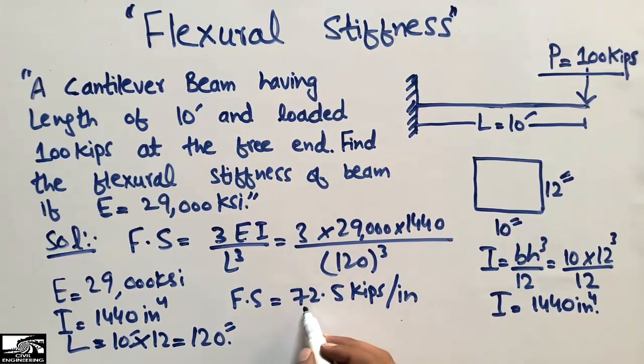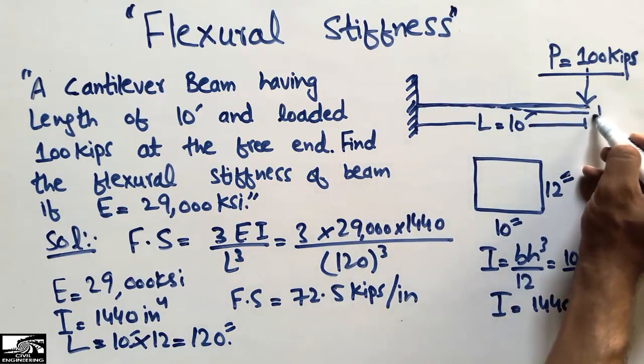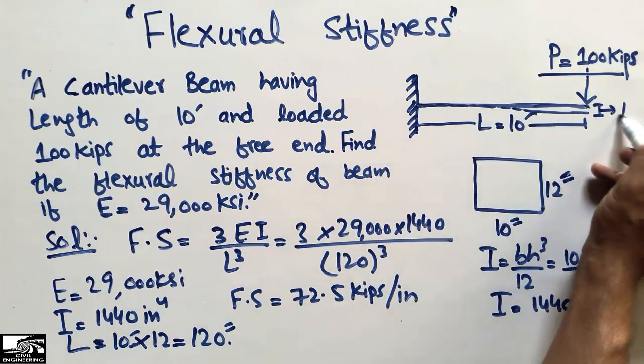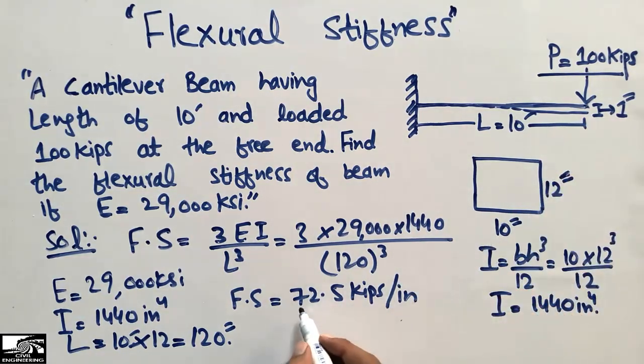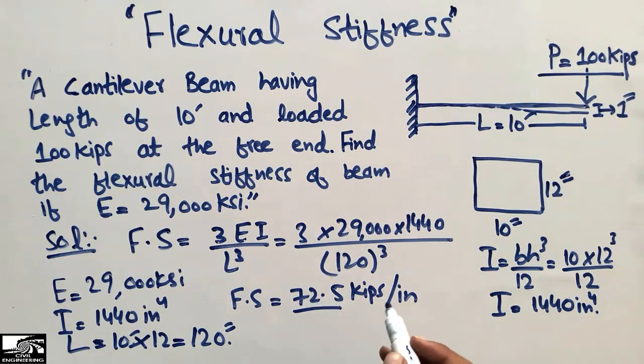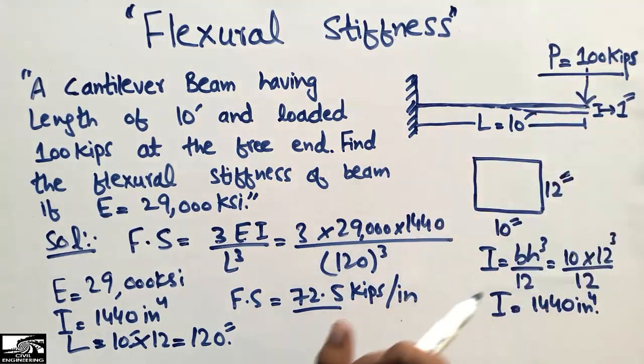It means that the 72.5 kilo-pound force is required to produce a unit displacement in this beam. To find a unit displacement, like it changes of unit displacement, 1 inch. For 1 inch displacement of this beam, it requires the force of 72,000 pound, or we can say 72 kilo-pound force is required to produce a unit displacement in this beam.